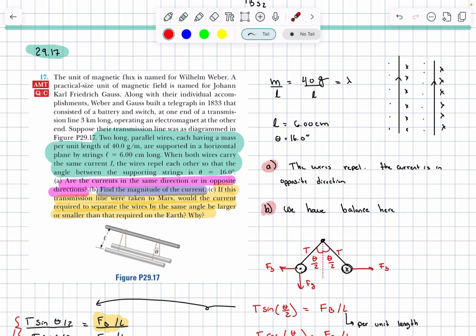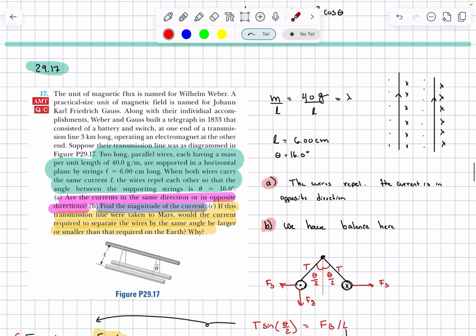When both wires carry the same current I, the wires repel each other so that the angle between the supporting strings, so here theta, is equal to 16 degrees. Part A says, are the currents in the same direction or opposite direction?